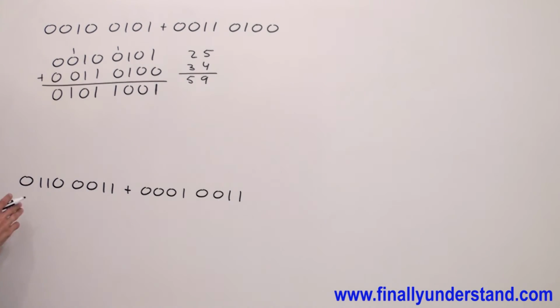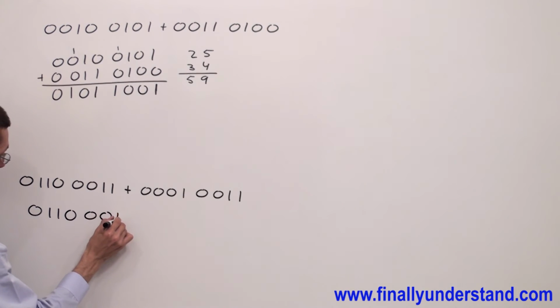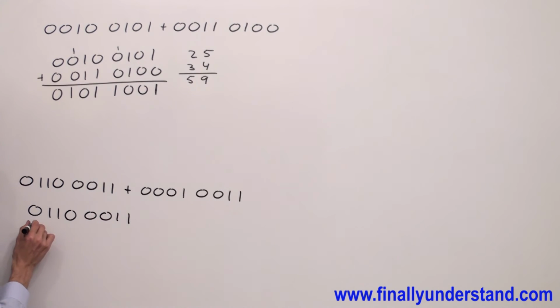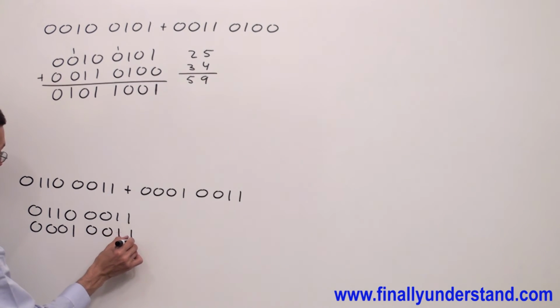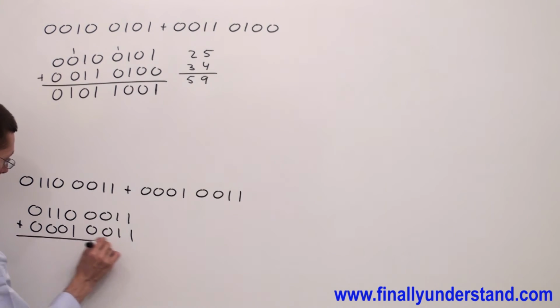Let's take a look at this example. We have 0110 0011 plus 0001 0011.